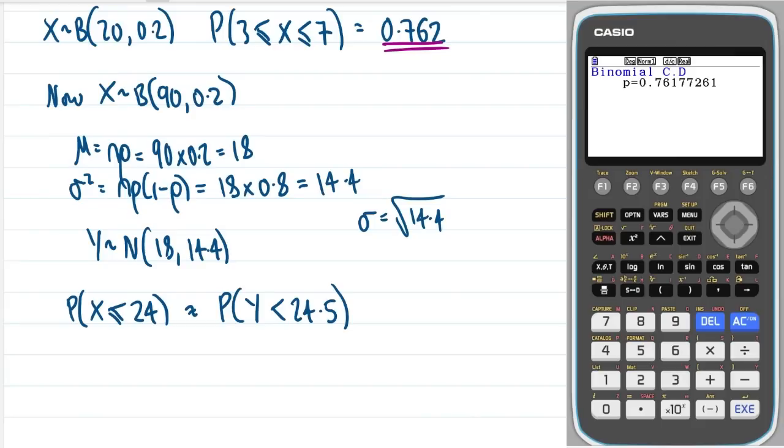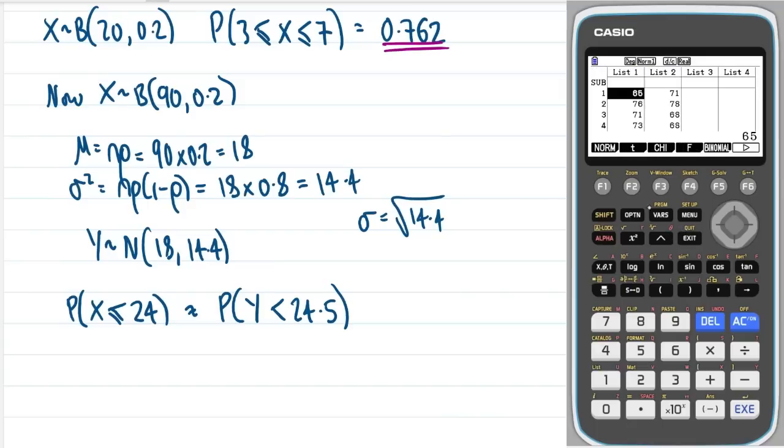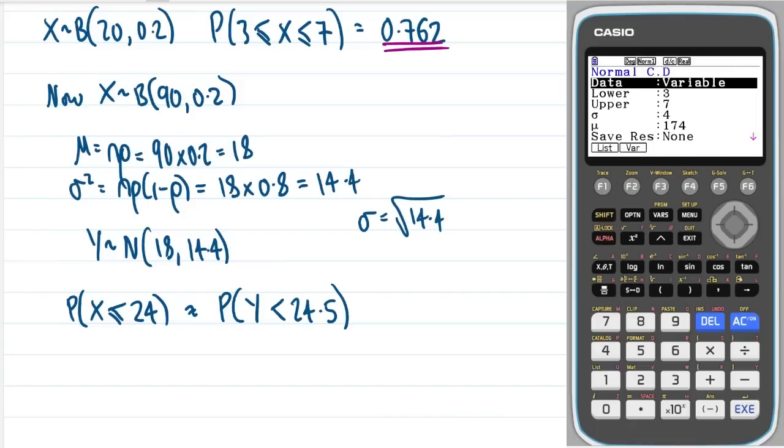Okay, so we just go to the normal distribution, normal CD. We want the lower, you might as well put a really massive negative number. We want the upper to be 24.5. The standard deviation is the square root of 14.4 and mu is 18. And we get a probability of 0.9566.